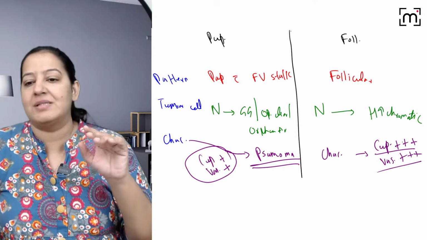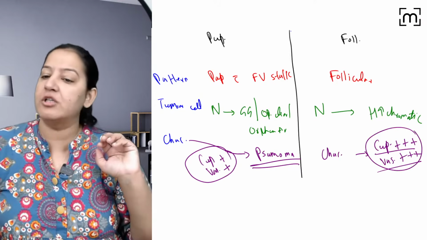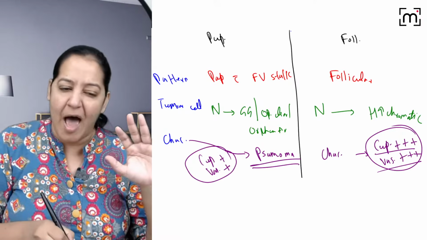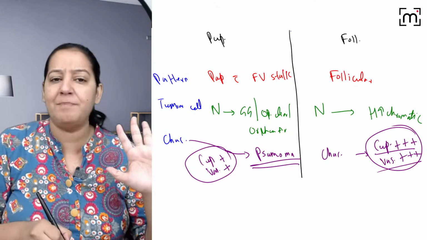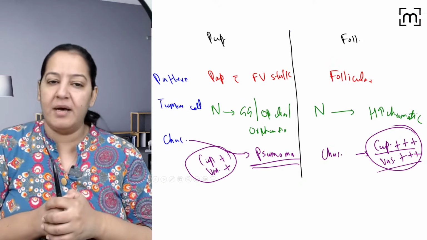So understand the difference. If I say capsular and vascular invasion very prominent, of course it's follicular carcinoma. Am I saying it is absent in papillary? No, it is also present in papillary, but not very prominent. Give me a thumbs up if you got my point. Everyone gave me a thumbs up, right?